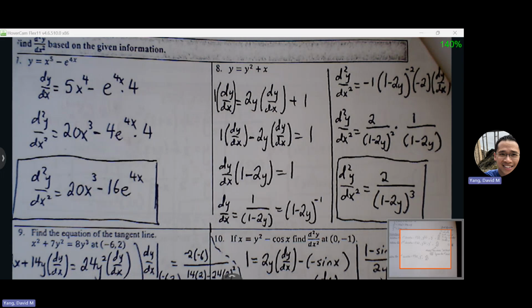Good point. Number 8, I chose to push that 1 minus 2y up to the top and go through chain rule. But you could just as easily go through quotient rule if you want to do that. I decided to go through chain rule. So sometimes there are multiple ways that you can work through a problem.